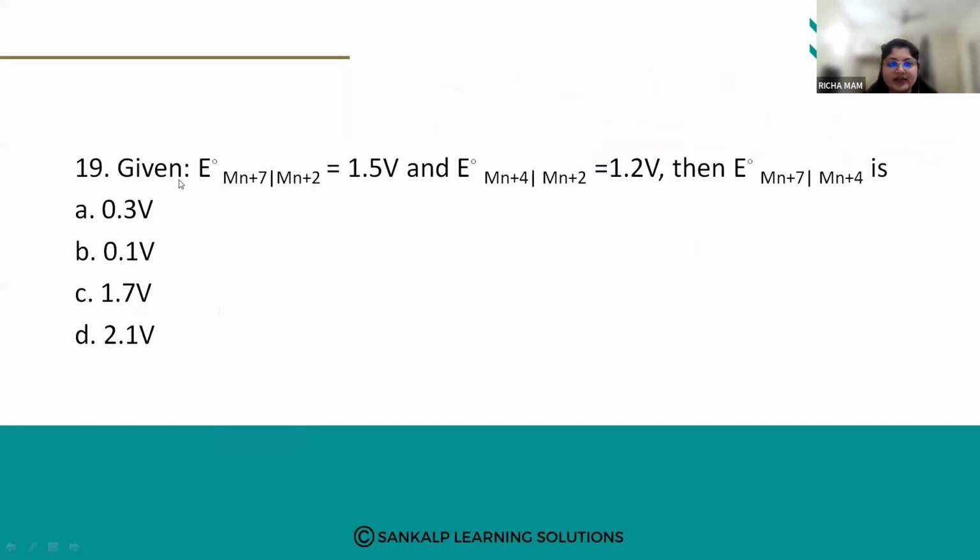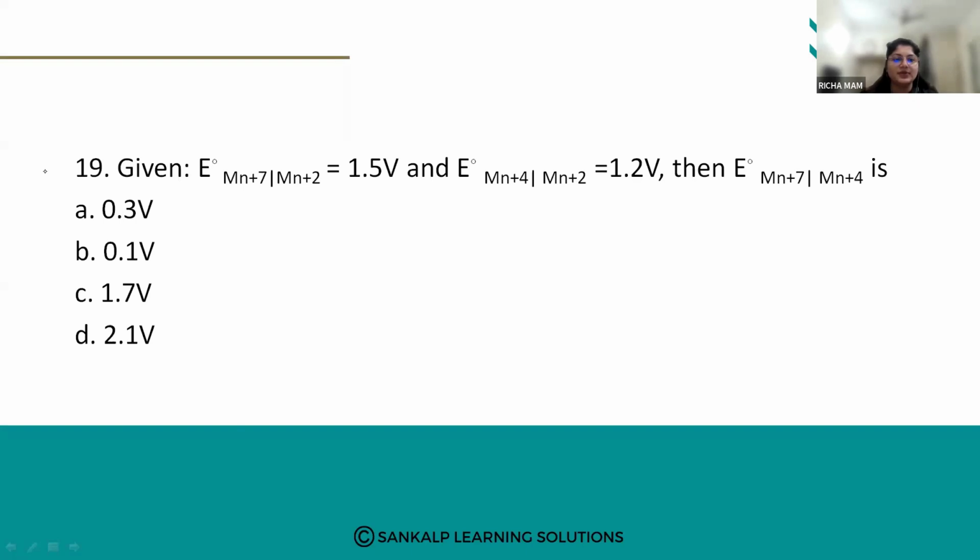This is the given data: E naught of Mn7+ to Mn2+ is 1.5 volts and E naught of Mn4+ to Mn2+ is 1.2 volts. What is the E naught of Mn7+ to Mn4+? So how do you calculate this?